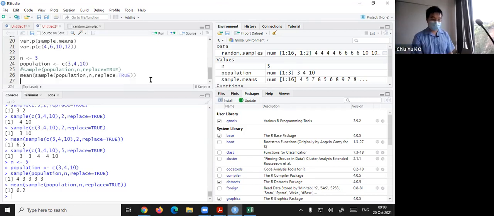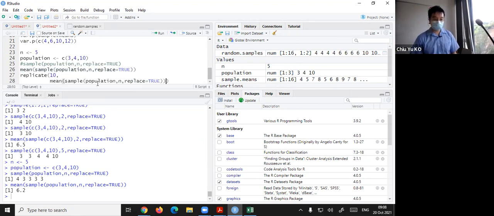It's called replicate. Let me not do 100 times first. I just do 10 times because I don't want my screen exposed. Okay, let's just copy this line. What this means is that I repeat this random sampling 10 times. That means I draw a sample of 5, 10 times.